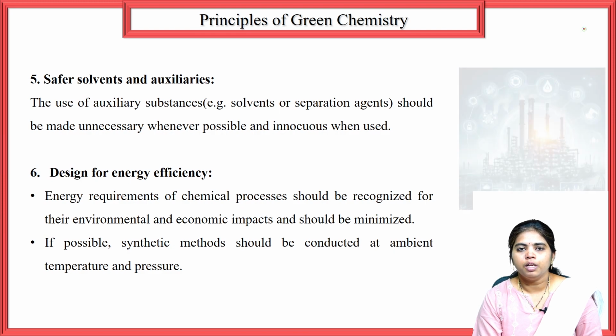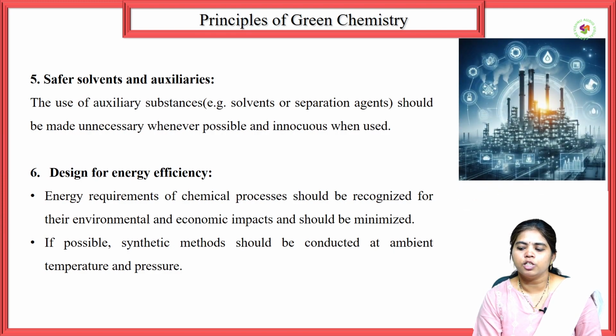And the fifth principle is using safer solvents and auxiliaries. Most of the solvents we use need to be greener and should not be toxic. So very less toxic or non-toxic solvents and auxiliaries need to be used as solvents, and also for the separation agents. The usage of auxiliary substances needs to be minimized in order to have a safer environment.